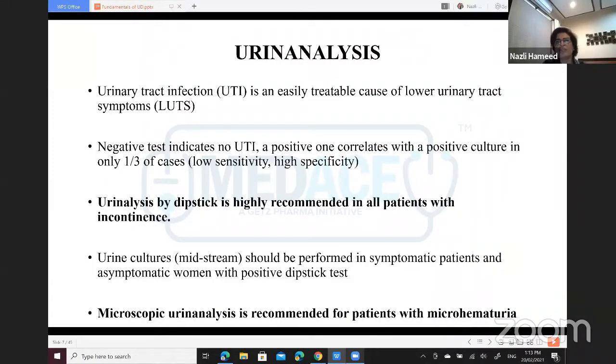We do perform urine analysis before subjecting any patient to urodynamics, because it is an invasive procedure and it is highly recommended in all patients with incontinence. And if the patient shows microscopic hematuria, then we go for further evaluation of that before we proceed to urodynamics.